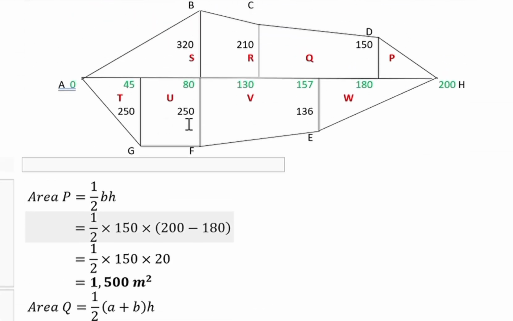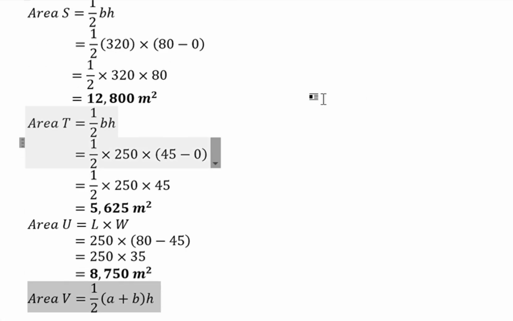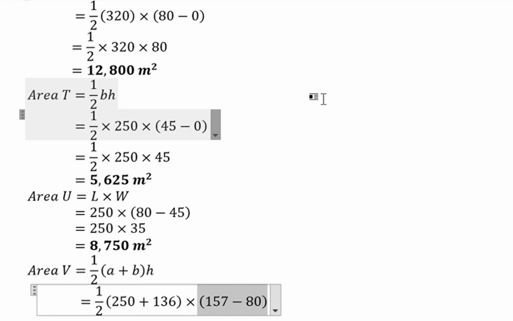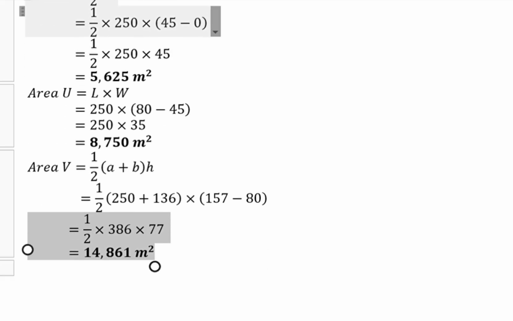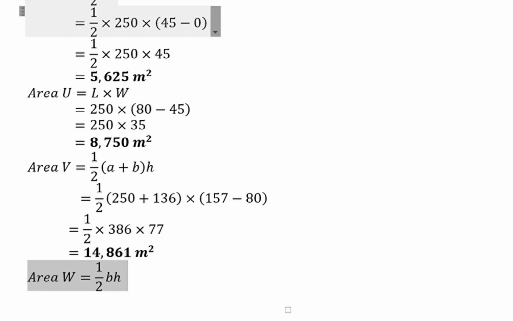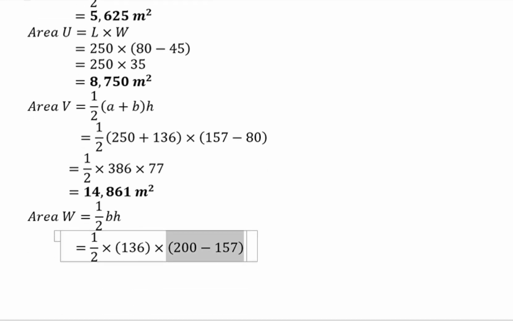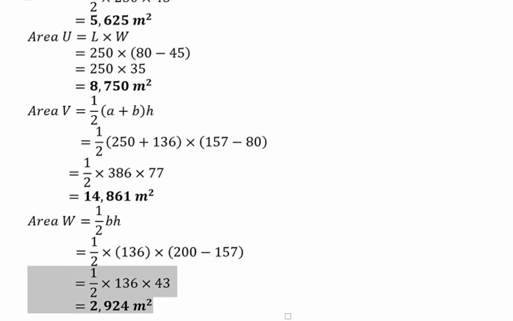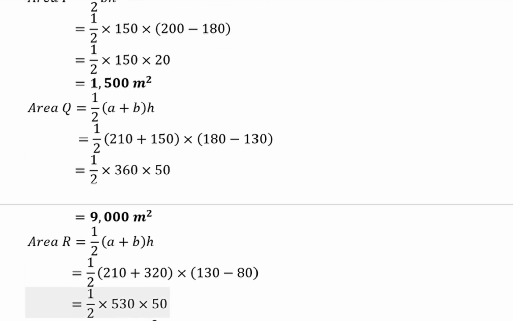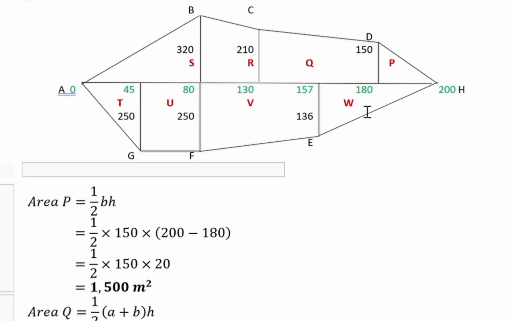Then the next one will be done in a similar manner. This is a trapezium. So it will be half into 250 plus 136, then times 157 minus 80 to get the perpendicular height. So if you do that, you'll get the answer being 14,861. Then the other one will be done in that similar manner. We have half base times height, because it's a triangle, which gives you 2924. So this one is 2924.